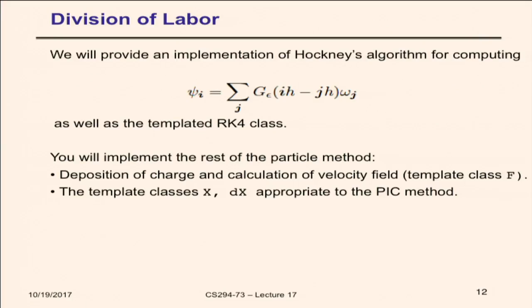So, how are we going to break up the work here? We'll provide an implementation of Hockney's algorithm for computing the discrete convolution by the regularized Green's function. We will also provide the templated fourth order Runge-Kutta class that I've already discussed with you. You will implement the rest of the particle methods: deposition of charge and calculation of velocity field. That corresponds to one of the classes you need for Runge-Kutta, and the template classes for the particle state and particle increments. So let's go through what you're going to get and then what you're going to have to provide.